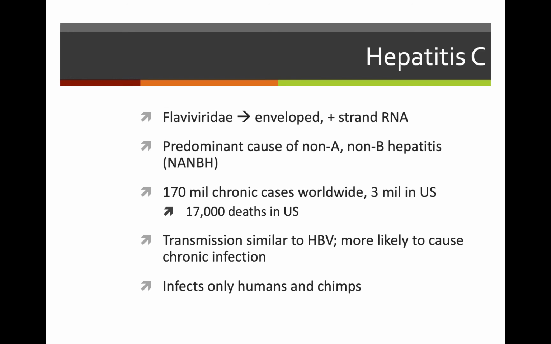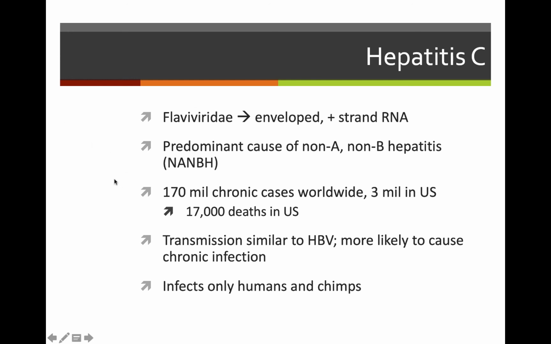So prior to the discovery or characterization of hepatitis C, people who had hepatitis suspected to be of viral origin but was not caused by hepatitis A or hepatitis B were diagnosed as having non-A, non-B hepatitis. So even back in the 80s, 90s, early 90s, people were getting non-A, non-B hepatitis. Turns out most of them probably had hepatitis C.